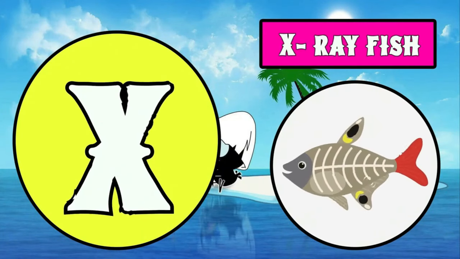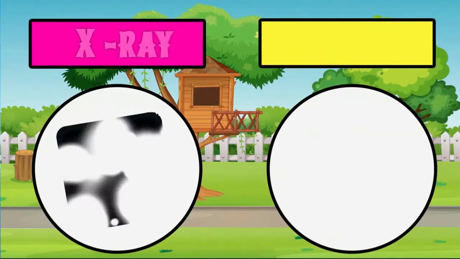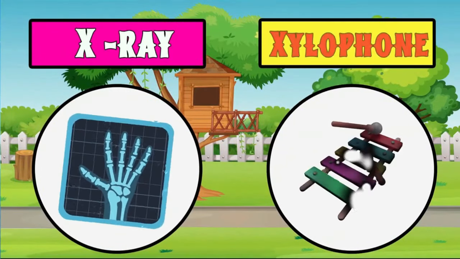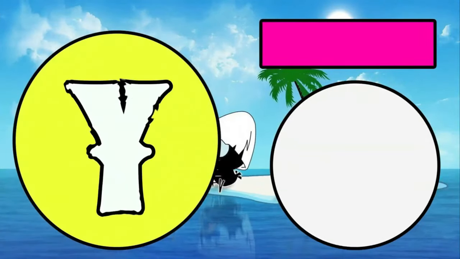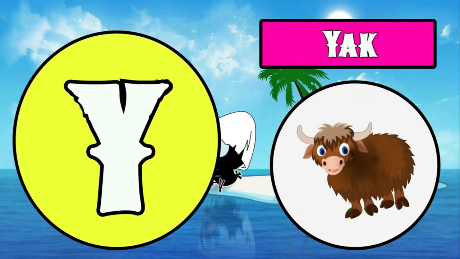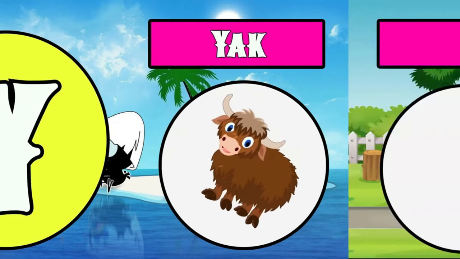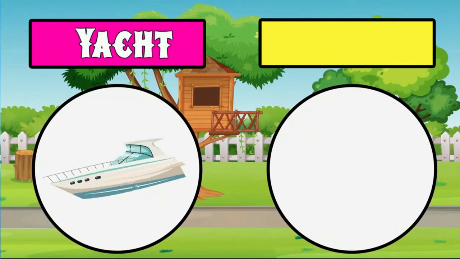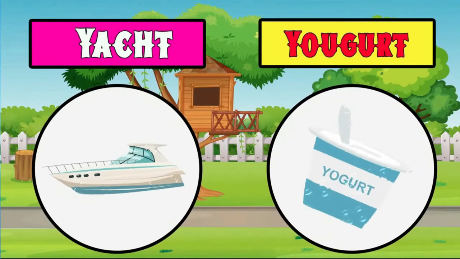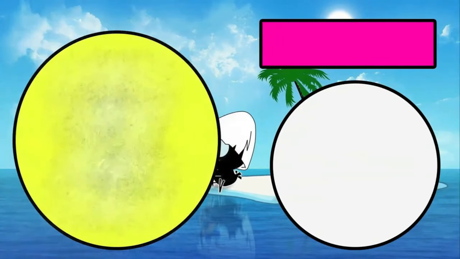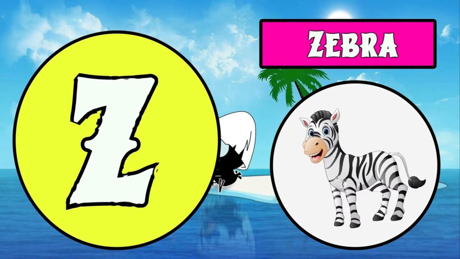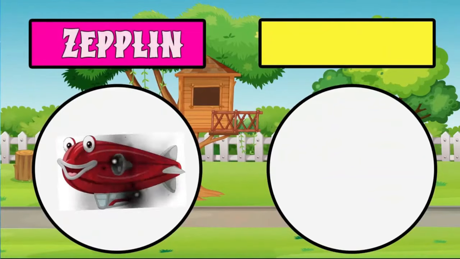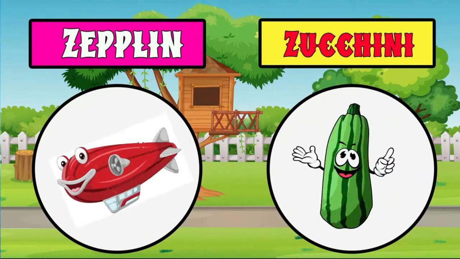X is for extra fish. X-ray. Xylophone. Y is for yak. Yacht. Yogurt. Z is for zebra. Zeppelin. Zucchini.